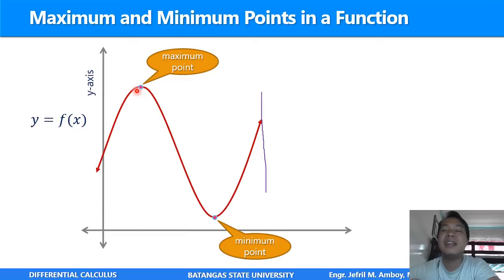So, yan tinatawag natin na extremes. Absolute maximum at saka absolute minimum. Sometimes tinatawag din sila na global maxima at saka global minima. Now, whether the maximum or the minimum point is local or global, ano ang common sa kanila? So, kung ating lalagyan ng, halimbawa, tangent line dito.